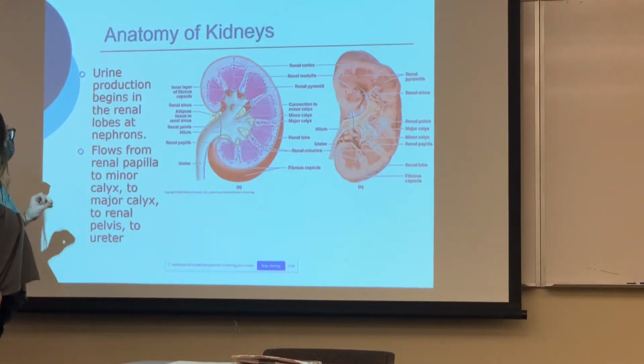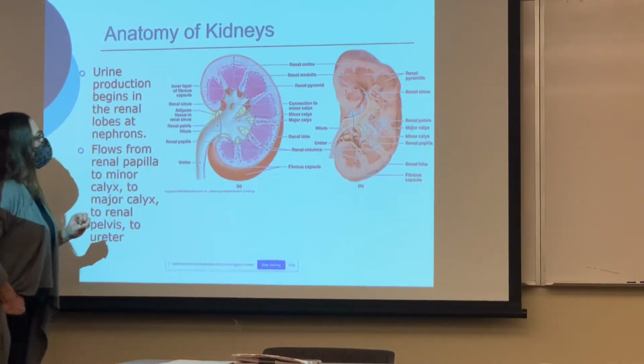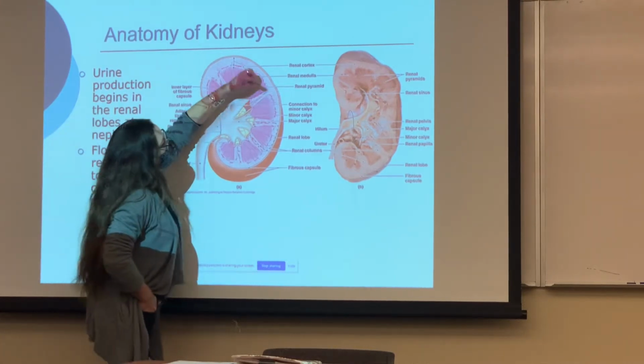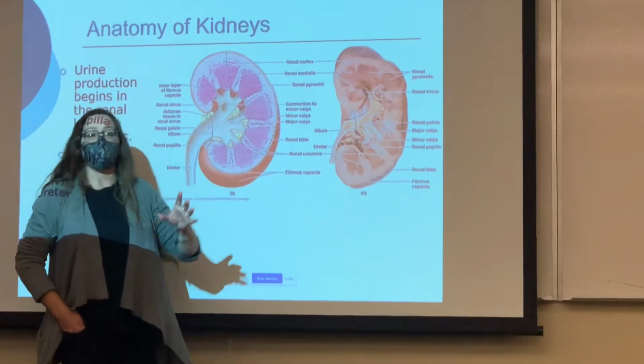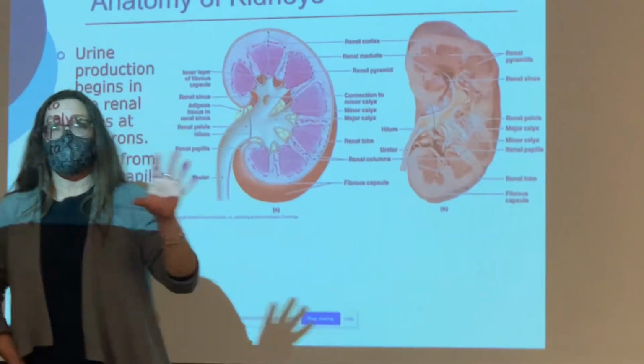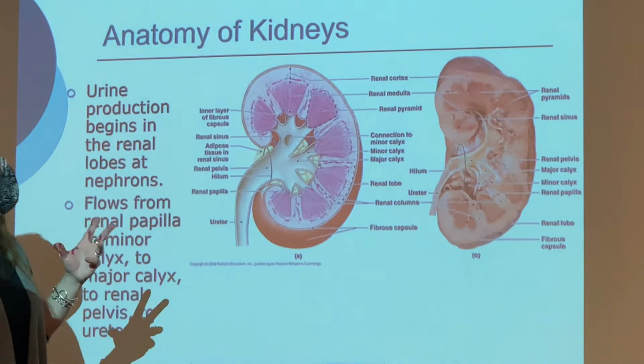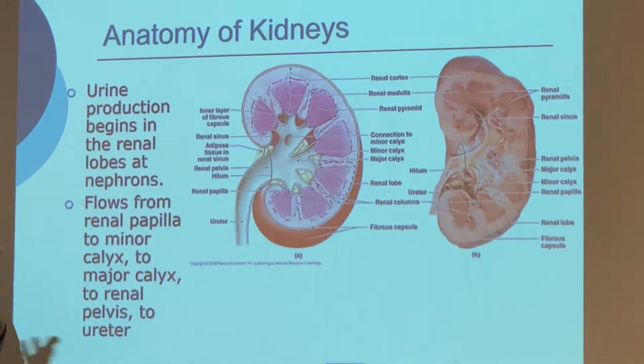Okay, so now what we're going to do is we are going to look microscopically. We're going to be looking at a structure called the nephron. So that's where we're going to spend really the rest of our time, is at this nephron. The nephron is the smallest functional unit of the kidney.